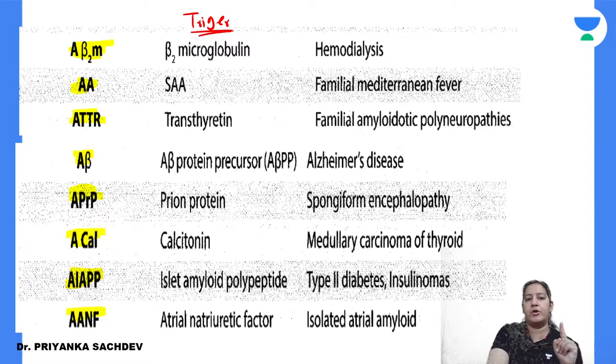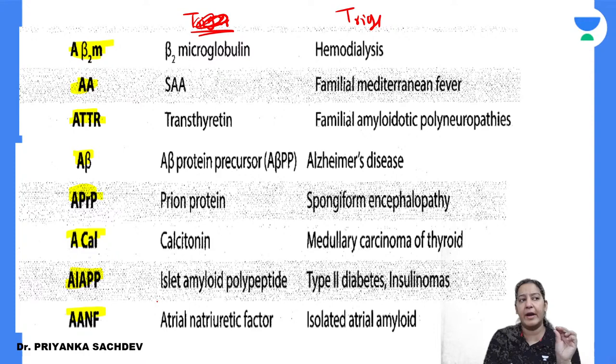The normal human body does not have amyloid protein. But due to some trigger, it is formed. This is the trigger. Due to some trigger, it is formed in the body from some precursor, and these are the various types of amyloids. The maximum MCQs are there.